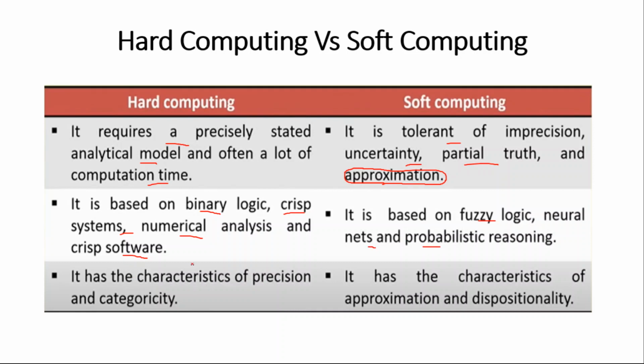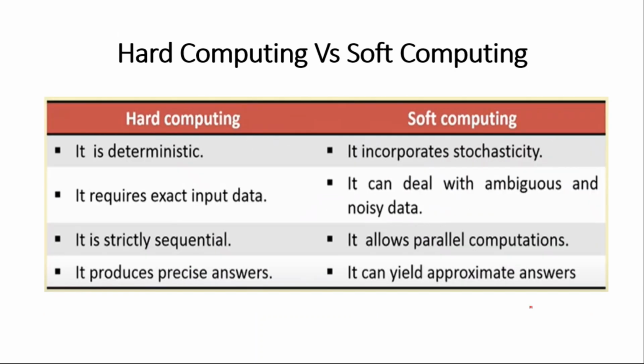The characteristics of hard computing are precision and categoricity. So the result should be precise, and it should be very categorical. Whereas the characteristics of soft computing are approximation and dispositionality. Hard computing is deterministic, that is, you can tell this is the result exactly, whereas soft computing is stochastic, meaning it is probabilistic. Hard computing requires exact input data. If any of the input is missing, then hard computing cannot work.